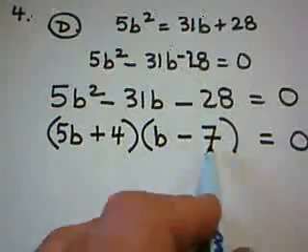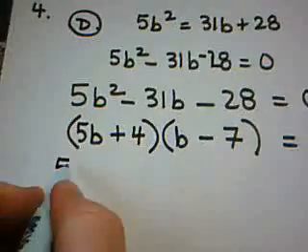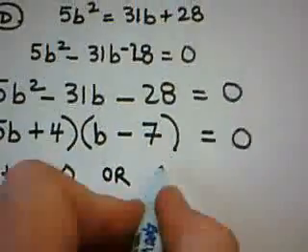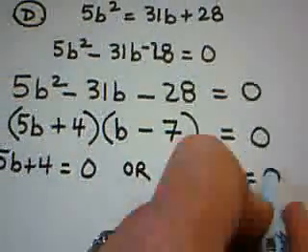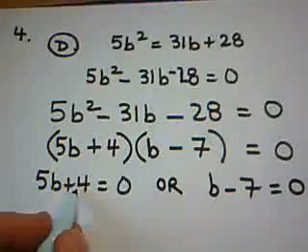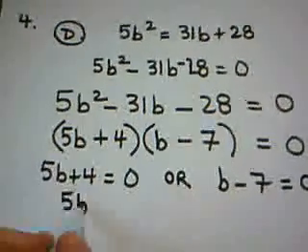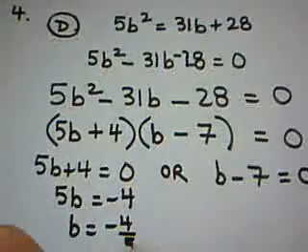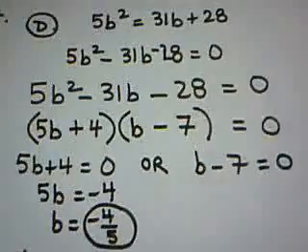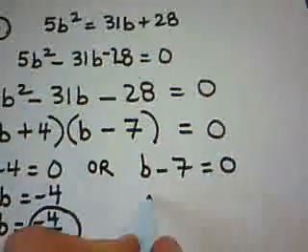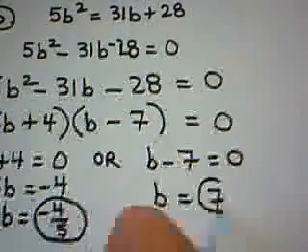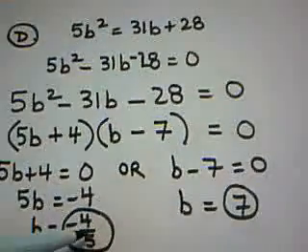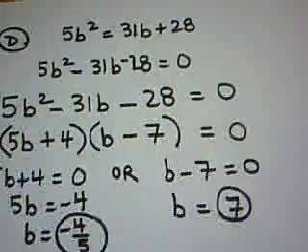If I have two things multiplied together to give me 0, either the first factor is equal to 0 or the second factor is equal to 0. If 5b plus 4 is 0, 5b is equal to negative 4, therefore b is negative 4/5. This is one of my solutions. And if b minus 7 is 0, then b, of course, is equal to a positive 7. So I have two solutions to this quadratic equation, a negative 4/5 and a positive 7.